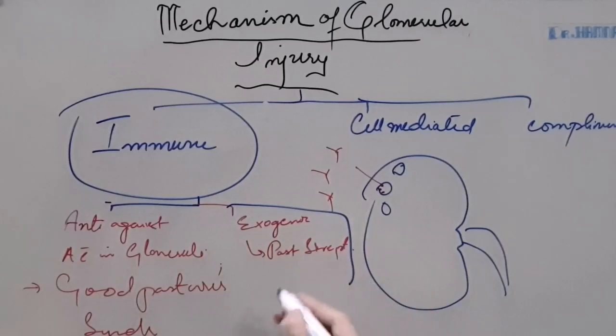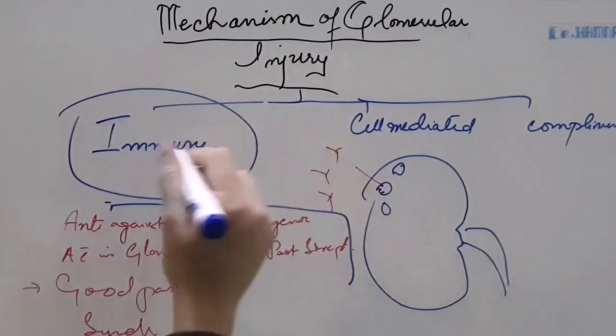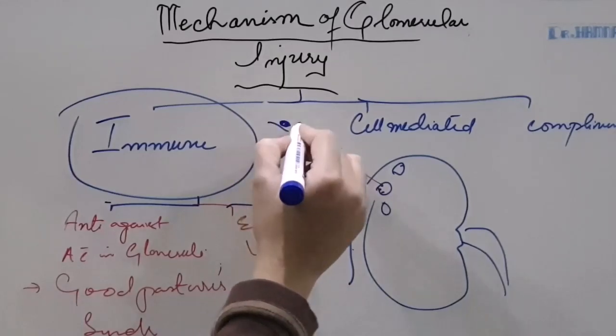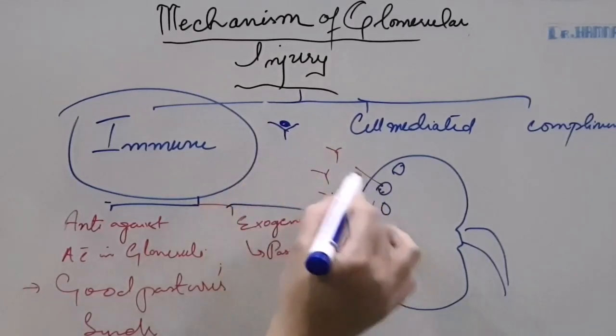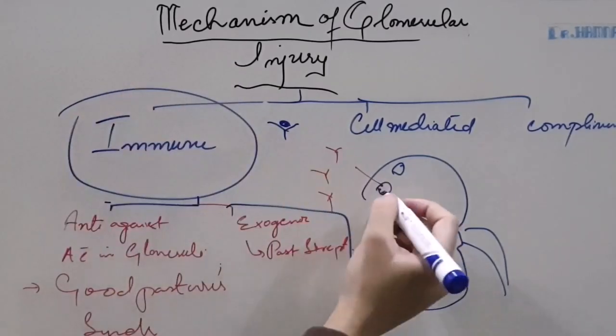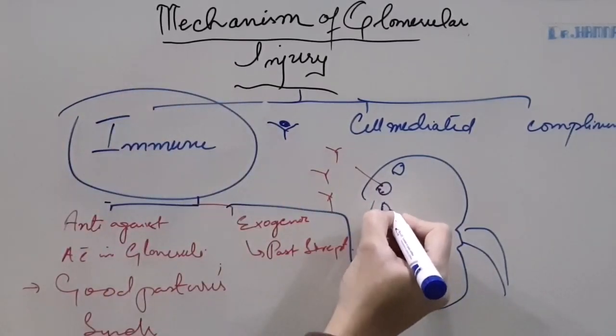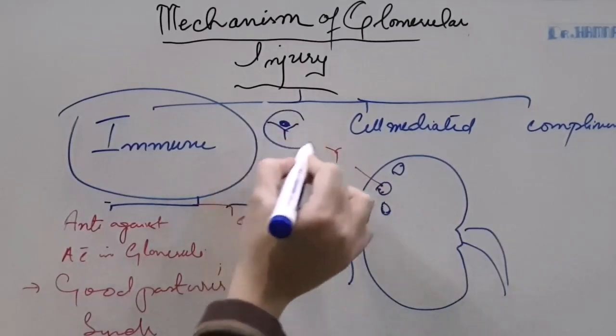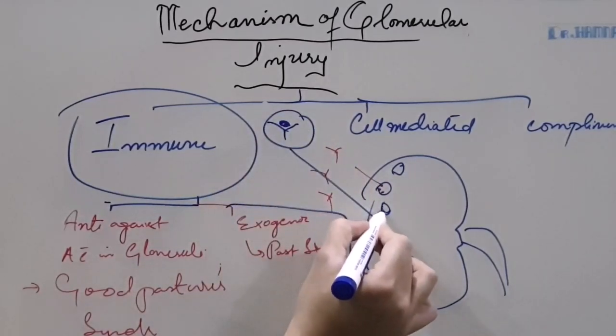Then the third mechanism is basically, let's write over here. Third mechanism is immune complexes were already formed in the circulation, and they could not pass through the basement membrane of the glomeruli, so they started depositing in this situation. Circulating immune complexes started depositing in the glomeruli.